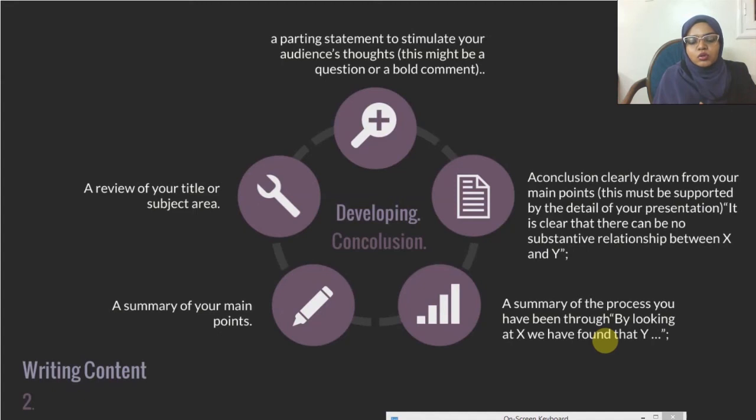Also when developing a conclusion, you could have a parting statement to stimulate your audience's thoughts. This might be a question or a bold comment from the audience themselves. So instead of giving out the conclusion ready-made for the audience, you can ask them to make a conclusion and then compare if they were right or wrong depending on the material that has already been presented.